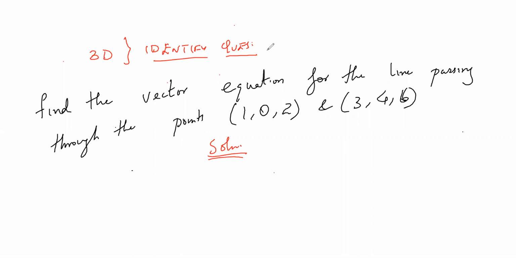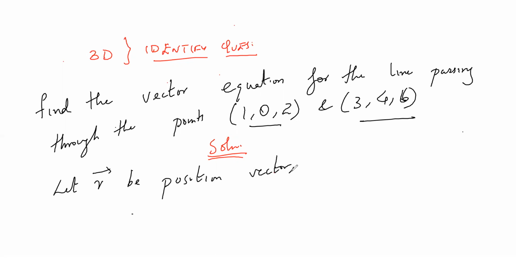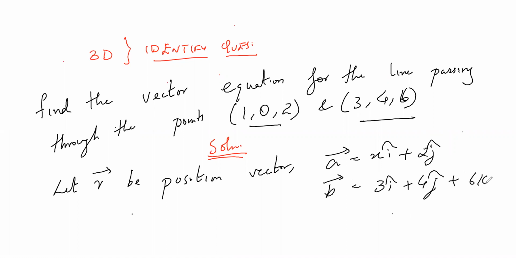So what we have to do in this? First important thing is a and b. So let r be the position vector. Correct. And a vector be what? i cap plus 2k cap. And b vector is equal to what? 3i cap plus 4j cap plus 6k cap.